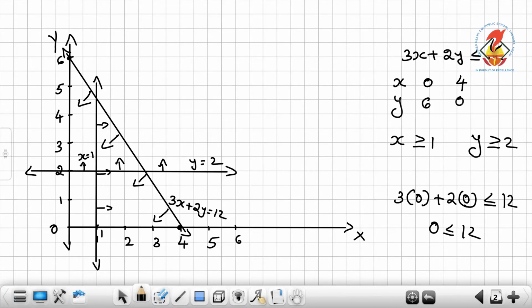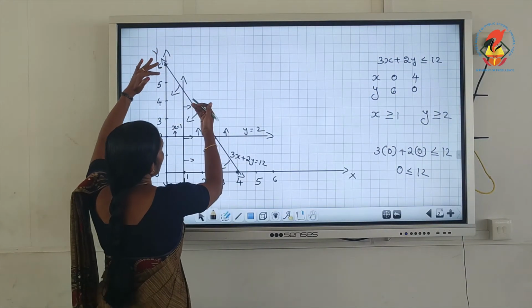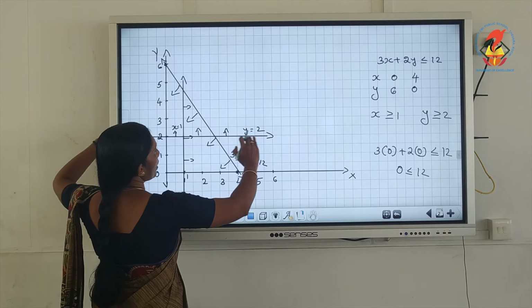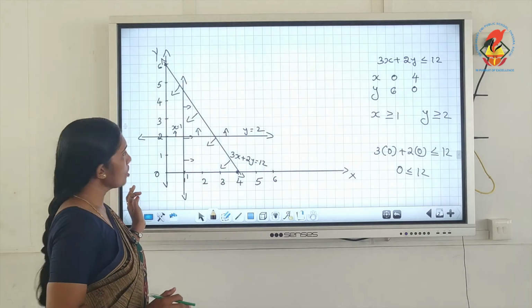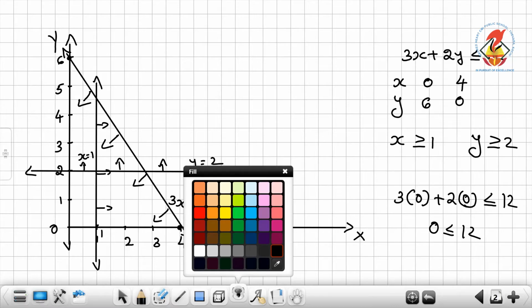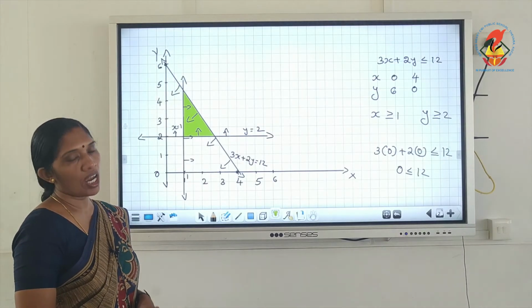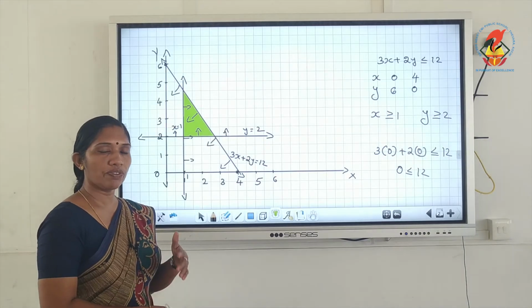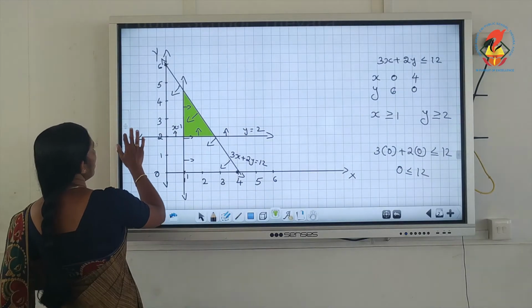So where is the common region? The common region only you have to shade properly. For the first line, it is the lower half plane. For this line, it is the right side. And for y equal to 2, it is the upper portion. So all these meet in this triangular region. We have to shade that region. That is the solution region. All the points in that region and on the line will satisfy the inequalities and give the solution. Clear? Now we can do the next one.